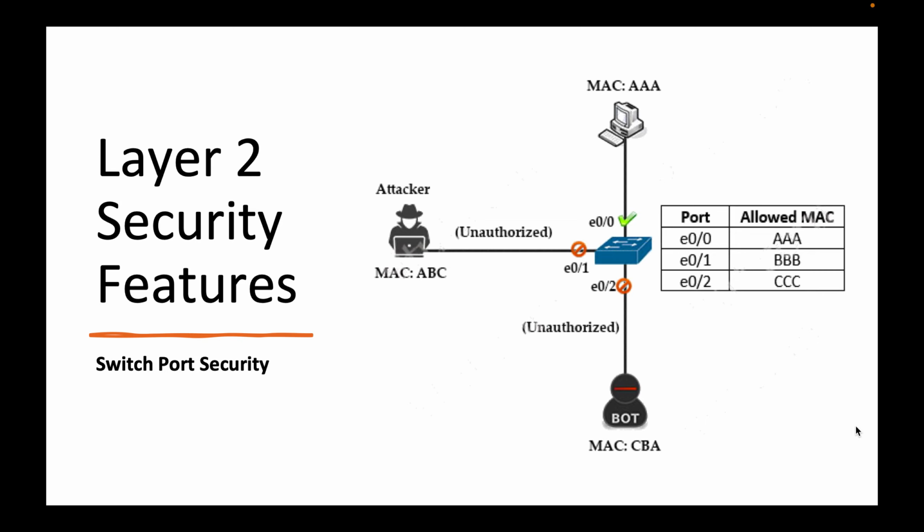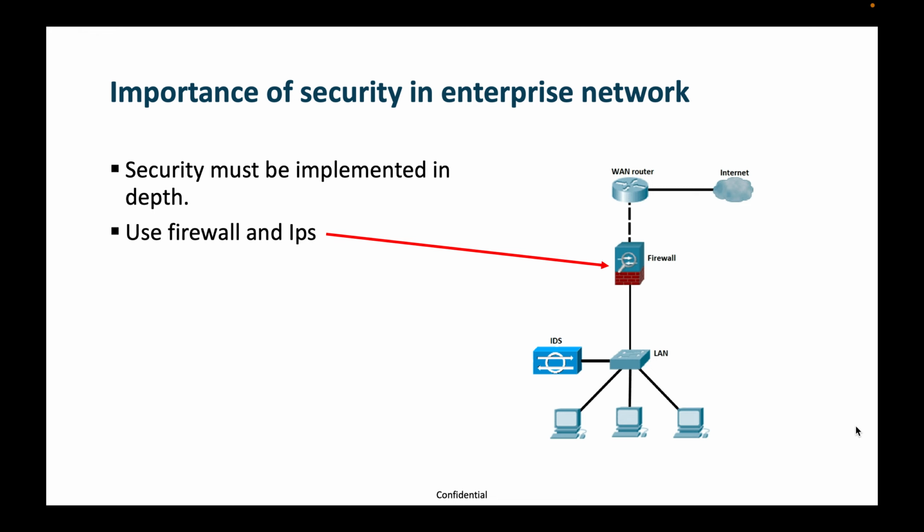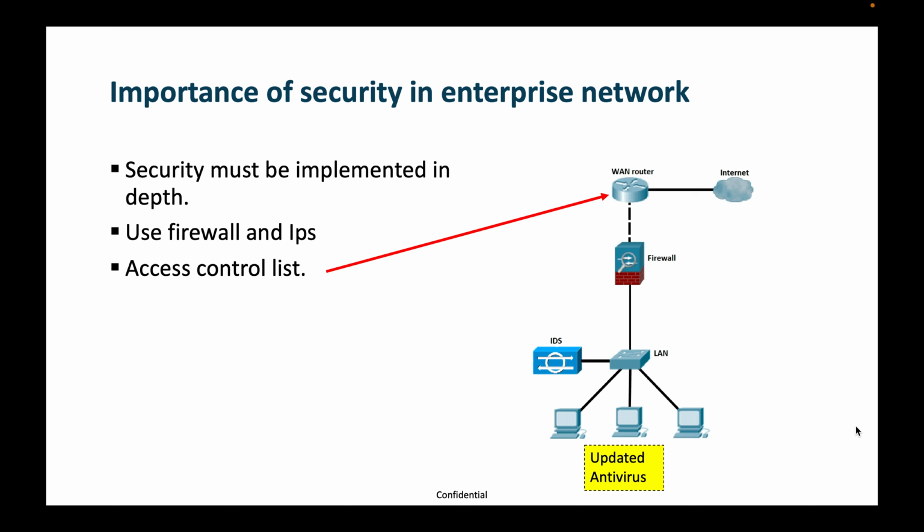Hello everyone. In this session of CCNA series, I will discuss one of the layer 2 security features called switch port security. In today's enterprise network, security must be implemented in depth. We use firewalls and intrusion prevention systems at strategic locations and ensure hosts have updated antivirus and anti-malware tools. Routers at the edge between LAN and WAN should be configured with IP access control lists to filter packets.